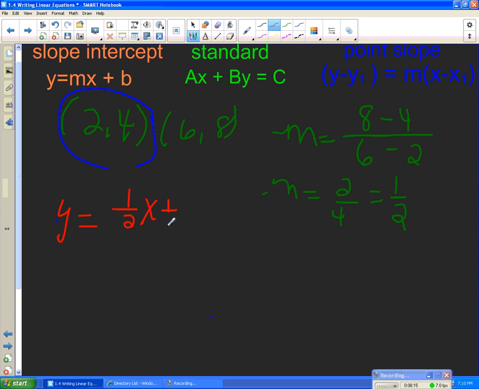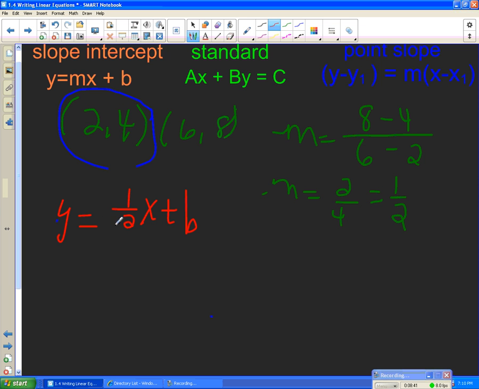Okay. Now, what I have to do is figure out what b is. Well, to figure out what b is, I'm going to choose one of these points. Again, it doesn't matter which point I choose, so I'll just choose the first one. And when you choose a point, what it's saying to you is that when x is 2, y is 4. When x is 6, y is 8. So this is an input, this is an output. So I should be able to plug these values into my equation to figure out what b is.